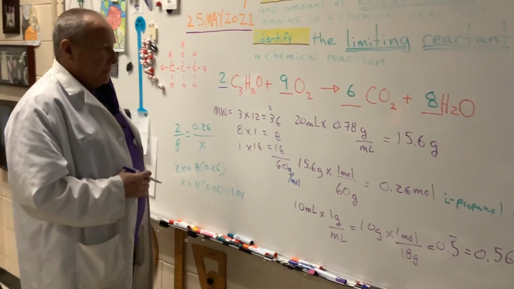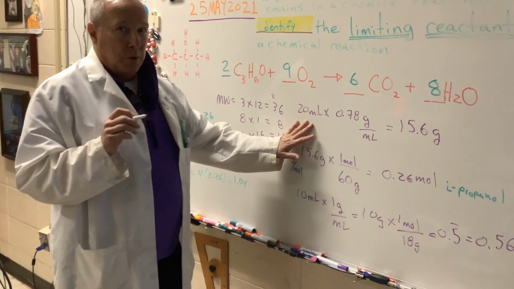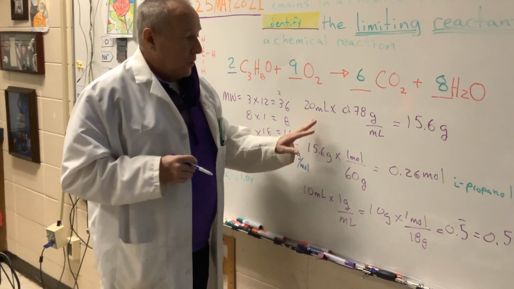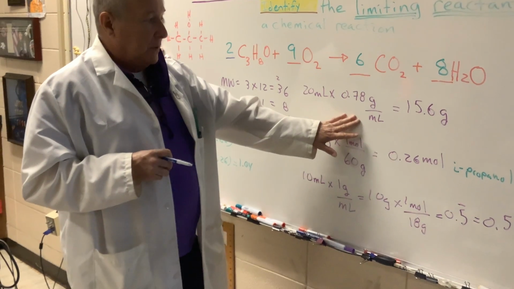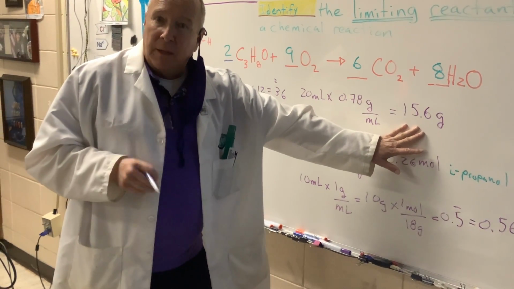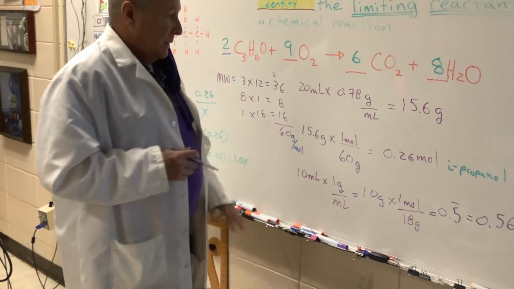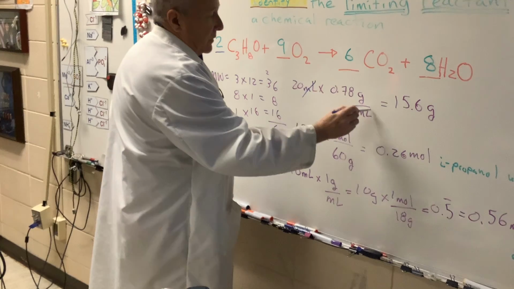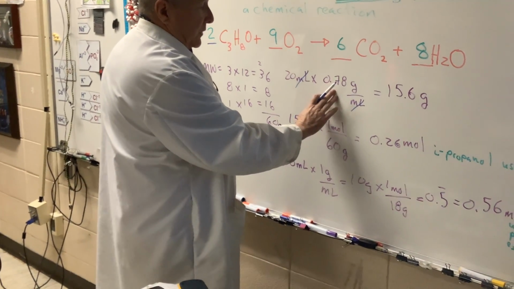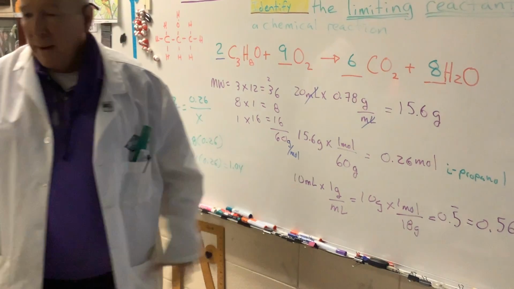Now, we had 20 milliliters of isopropanol. It's less dense than water, it's 0.78 grams per milliliter. So even though we added 20 milliliters, we only added 15.6 grams. My milliliters cancel for my density value of 0.78 and gives me 15.6 grams. Well, I use my mole map.